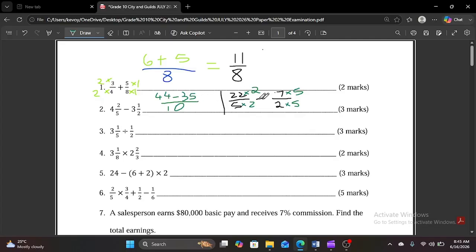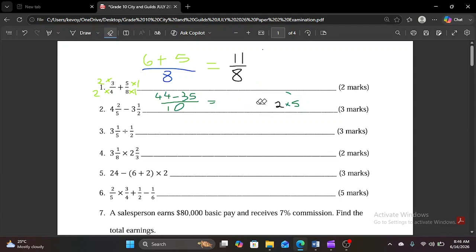Now that we have that, we will just subtract to get our final answer. I'm going to write my final answer right here. That's 44 minus 35. 44 minus 35 is equal to 9. So that's going to be 9 over 10.